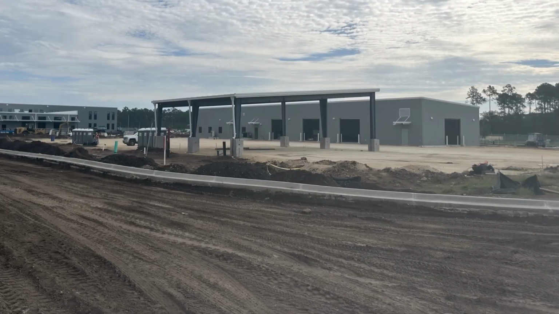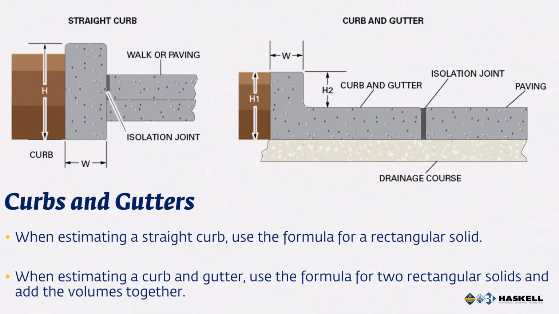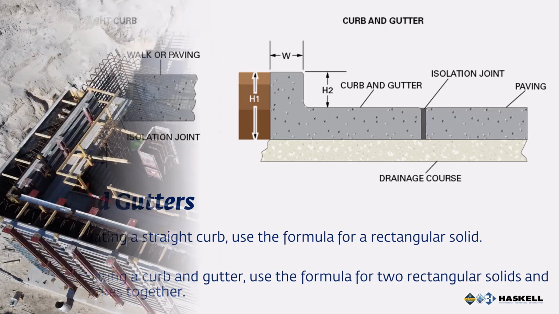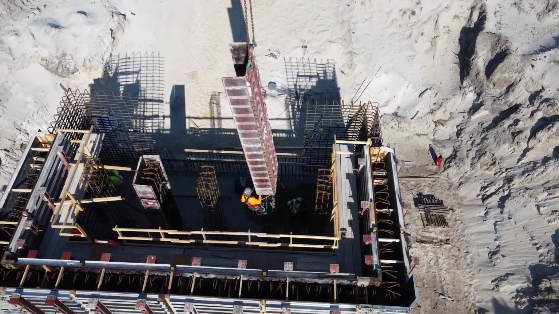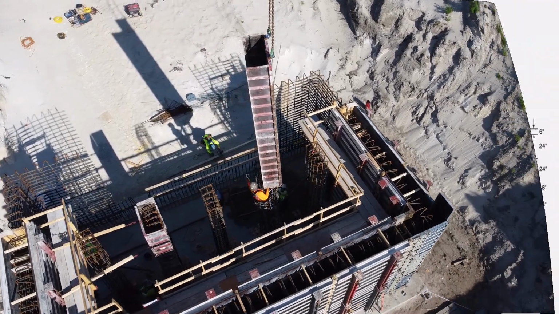Use the formula for a rectangular solid when estimating a straight curb. When estimating a curb and gutter, use the formula for 2 rectangular solids and add the volumes together. Some manufacturers of curb or curb with gutter forms provide a concrete factor for each lineal foot of form to assist in estimating. It's important to calculate the volumes for freestanding columns according to their shapes.